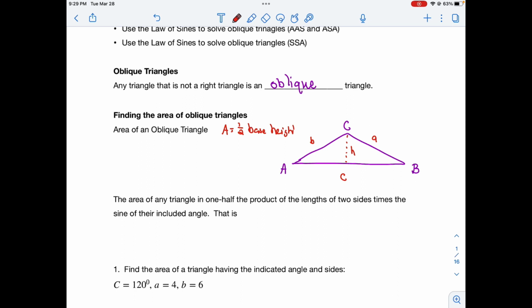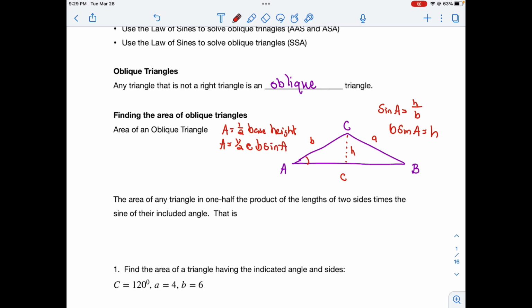Now we know the formula for area of a triangle is 1/2 base times height. So in this example here, that would be 1/2, and our base would be c, and our height, well, we don't know height, but we can use our right triangle trig because notice I've formed a right triangle with this dashed line. And if I look at angle A here, the sine of angle A is equal to h over b because, again, sine is equal to opposite over hypotenuse. Solving this equation for h, we get h is equal to b sine of A.